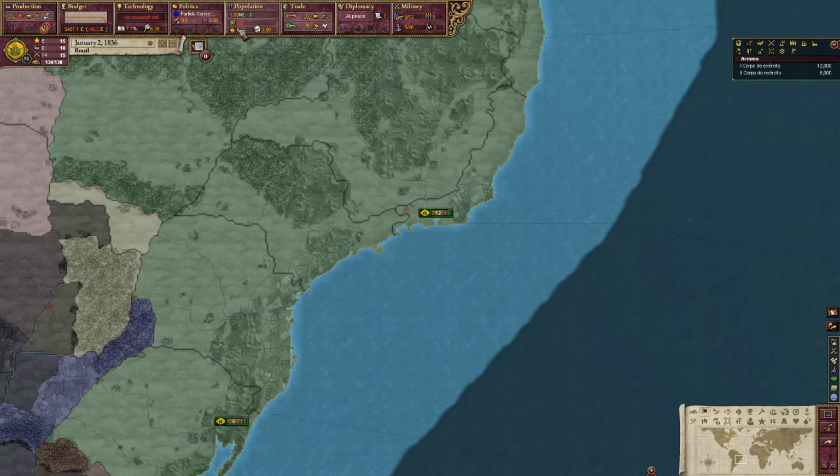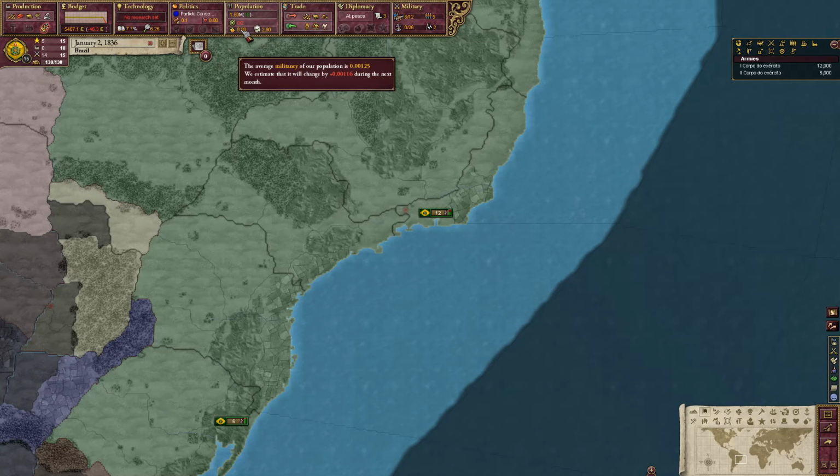So you have your militancy. This is the overall militancy in your country, and this is going to vary by a lot of factors. Having a low militancy in this number does not mean that you're not going to get rebellions. But having a high militancy overall most certainly means that you are in trouble.